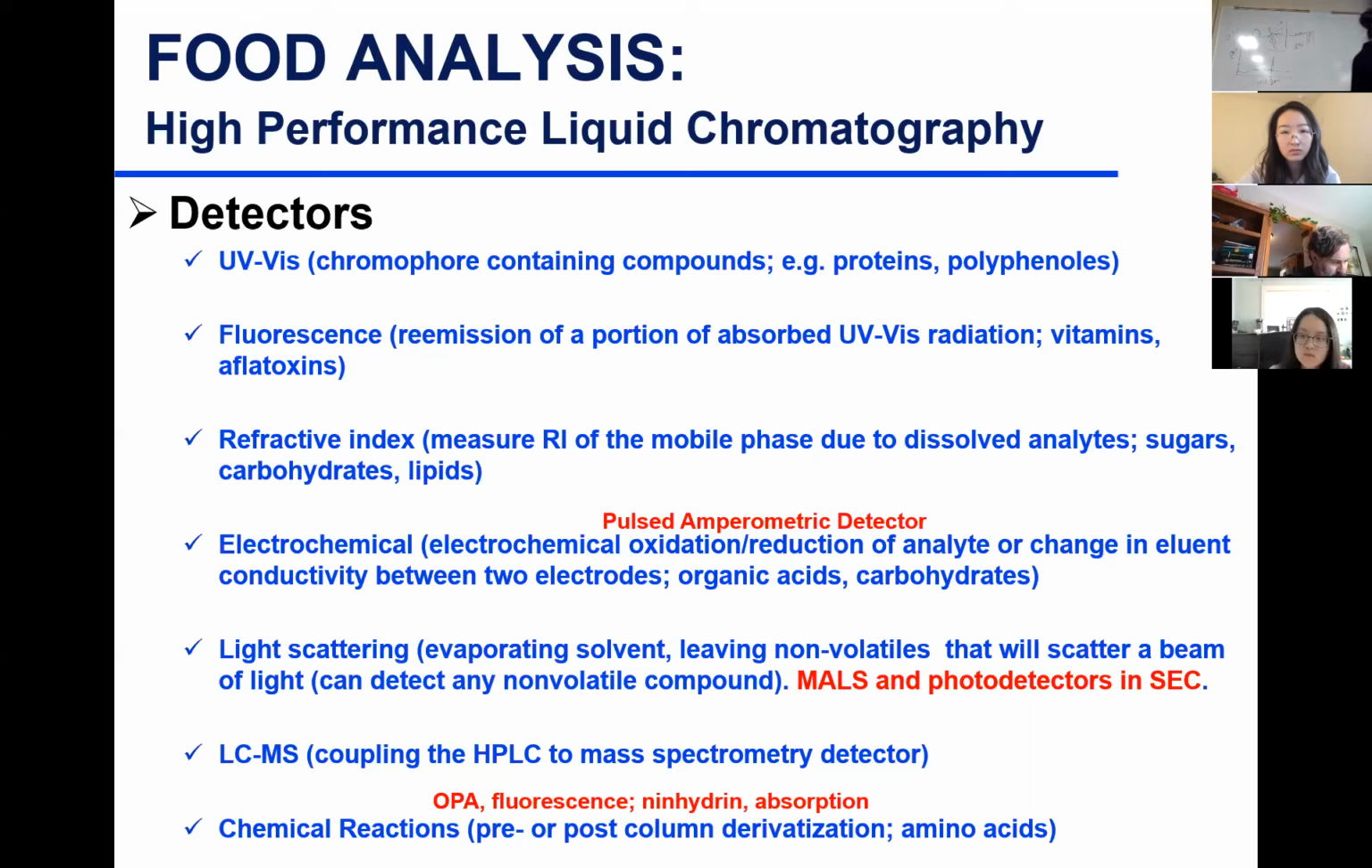So you react them with OPA, a reagent that will react with each individual amino acid and give you a component that will actually absorb light. Then you can measure them using UV detection or fluorescence detection. So OPA usually is linked to a fluorescence detection, and ninhydrin is linked to UV detection.